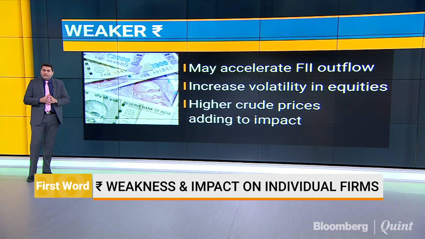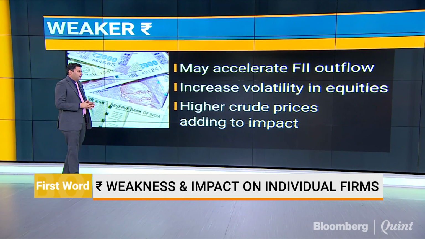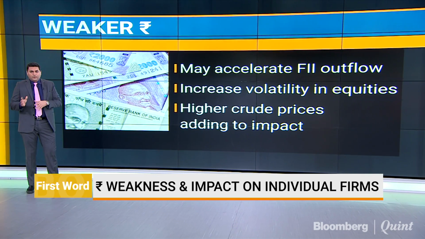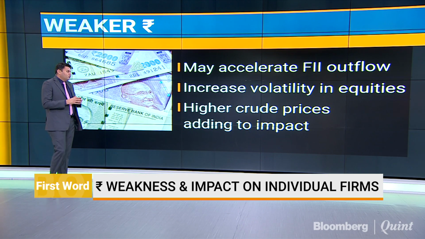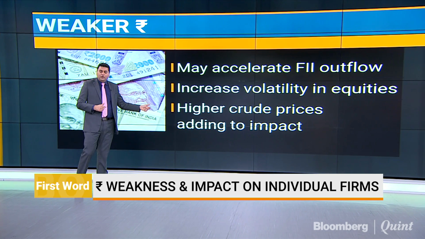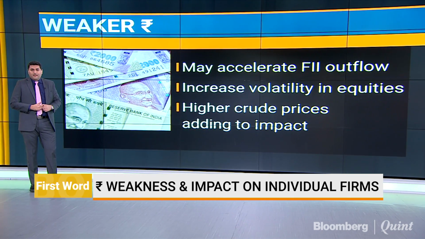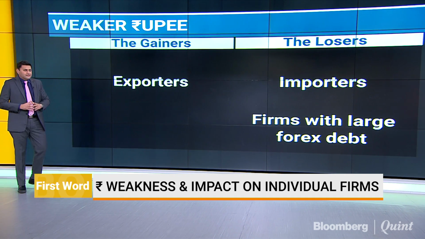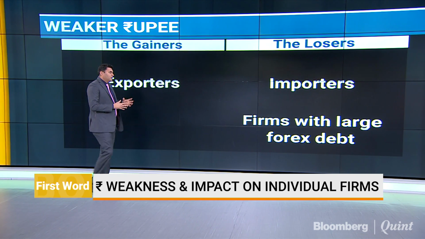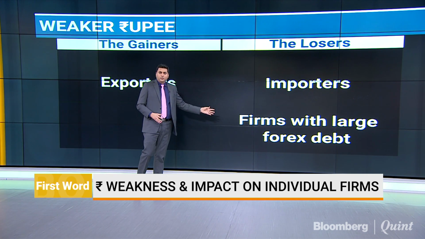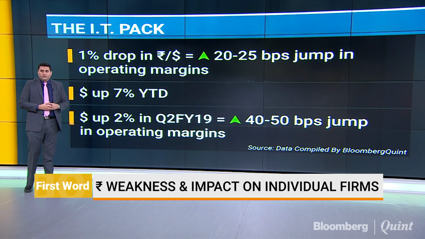Basically, what does a rupee weakening mean for this? First of all, no doubt it helps exporters, but this may accelerate the FII outflow both on the equity side as well as debt side. There is increased volatility in the equity, and the joker in the pack now is the crude prices, because the rupee has weakened but the crude prices are not coming down. So that's a double whammy as far as India is concerned. Basically, the gainers are the exporters. You have your IT and pharma, which are the front runners. The losers will be the importers and firms with a large foreign exchange debt. So that's about the companies or the sectors that get impacted.